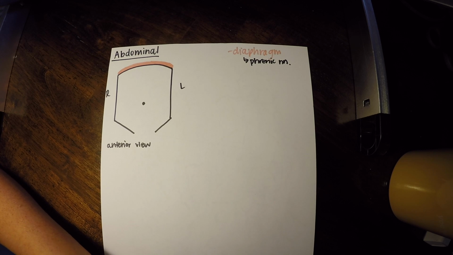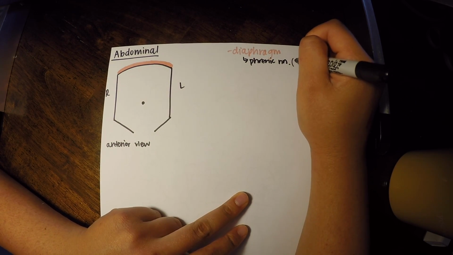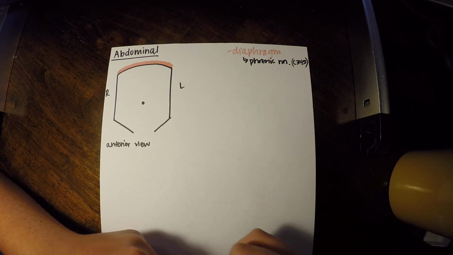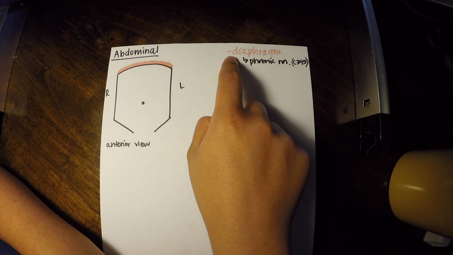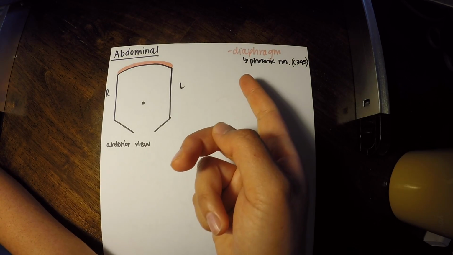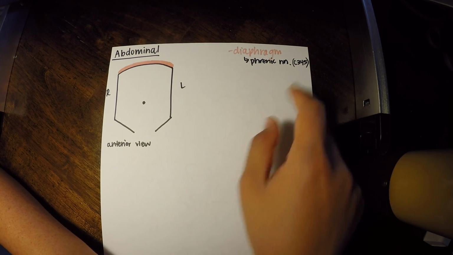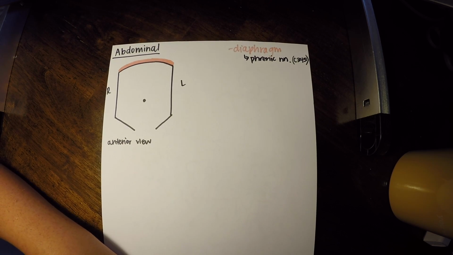That phrenic nerve is so important because it helps us breathe, and it comes from the nerve roots that are labeled C3, 4, 5. Now again, we're going to go over those nerves and all of this nervous system stuff in more detail when we go over the nervous system, but just for now, remember that the phrenic nerve helps the diaphragm activate, and it's innervated by C3, 4, 5, those specific nerve roots, okay?